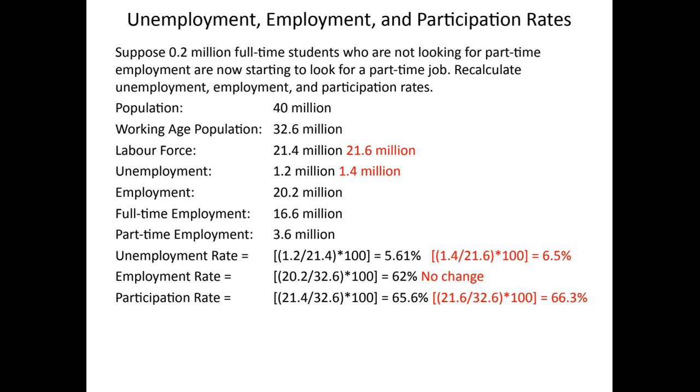So initially, in the previous slide, the unemployment rate was 5.61%, that I showed you in black. So this is the old figure, without this movement of 0.2 million workers from the not in labor force category to the labor force category. But now if you calculate the unemployment rate by taking 1.4 million unemployed workers divided by 21.6 million labor force, you get 6.5%. So notice unemployment rate has gone up from 5.61% to 6.5%.